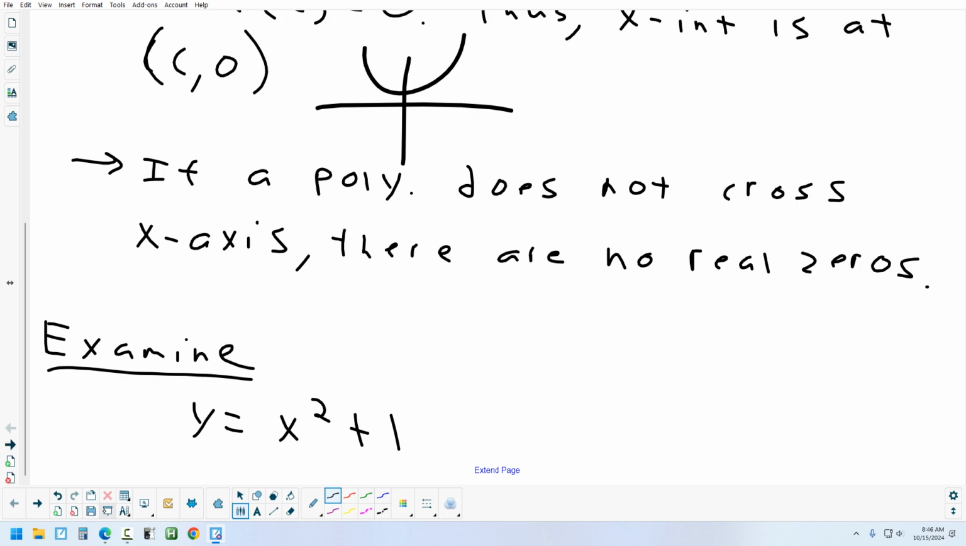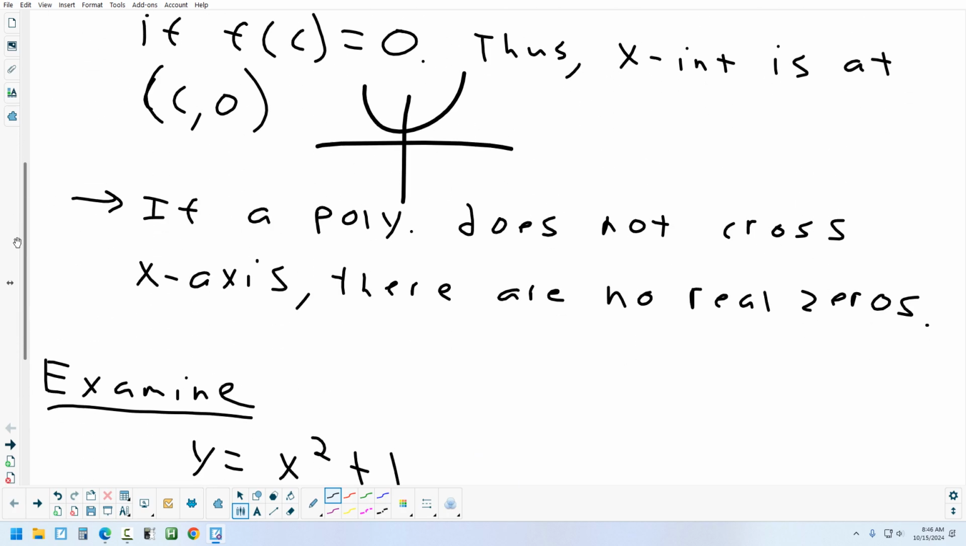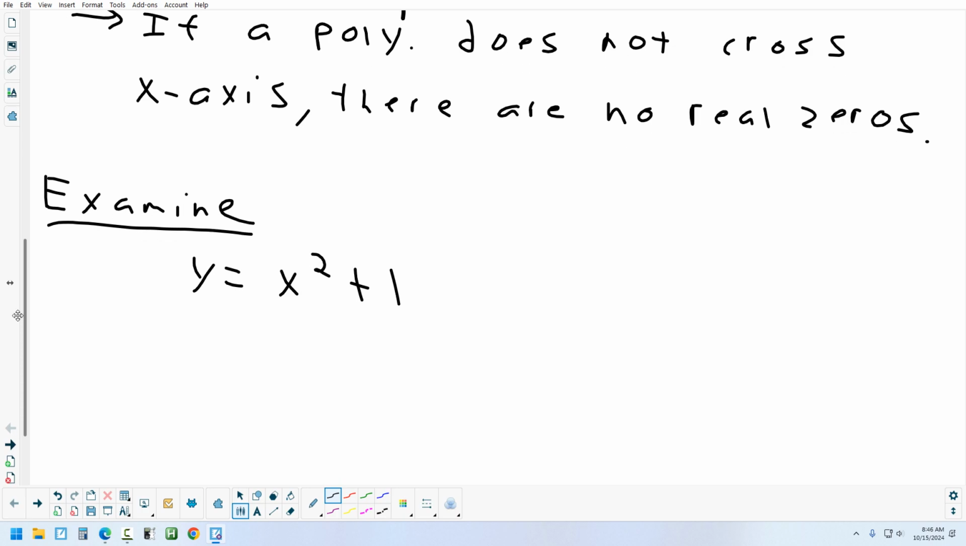Let's set that equal to 0 and see what happens if we try to solve it. We already know it doesn't cross the x-axis. So Dex, what would be my first step to solve that? To get the 1 on the other side. Yep, and what would that give me? -1 equals x squared. Perfect. And then what would be my last step? The square root of both sides.